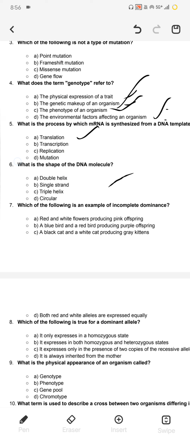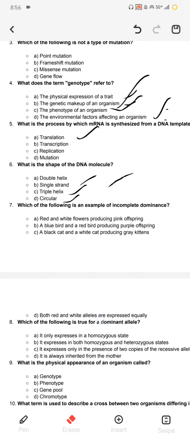Next question is, what is the shape of DNA molecule? Your options are double helix, single stranded, triple helix, or circular. So the right option here is option A, double helix.